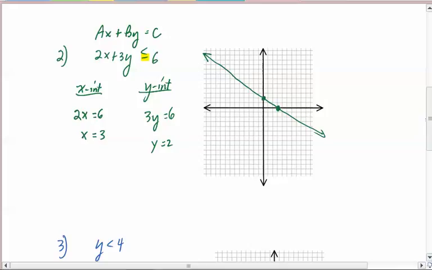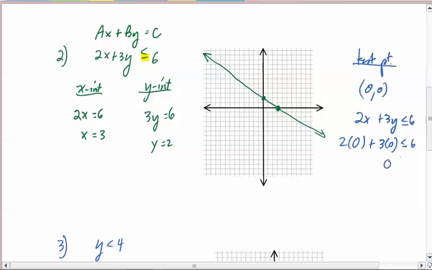Okay, so now let's take a test point and see which side to shade. Because 0, 0 is clearly off of the boundary line, I'm going to put 0, 0 into my original inequality, less than or equal to. So now 2 times 0 plus 3 times 0. Obviously the left side is 0. And the question is, is 0 less than or equal to 6? That's a true statement. So that means that this point is on the correct, true side of the inequality.